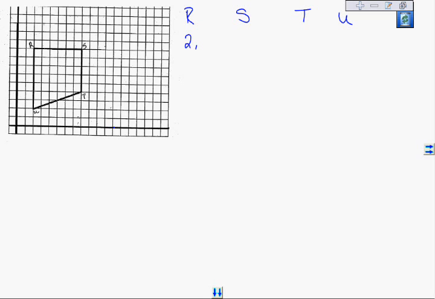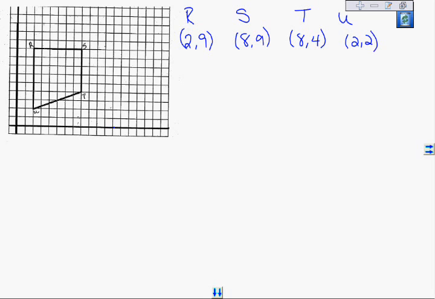R is 2, 9. S is 8, 9. T is 8, 4. U is 2, 2.